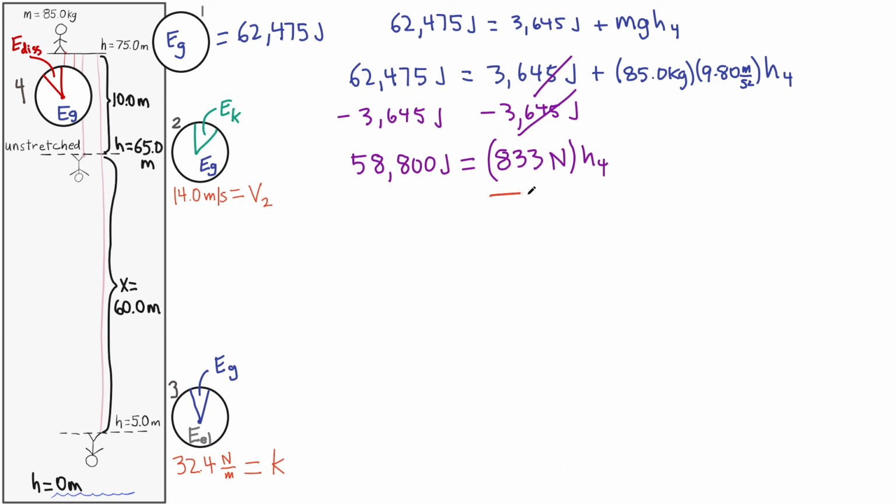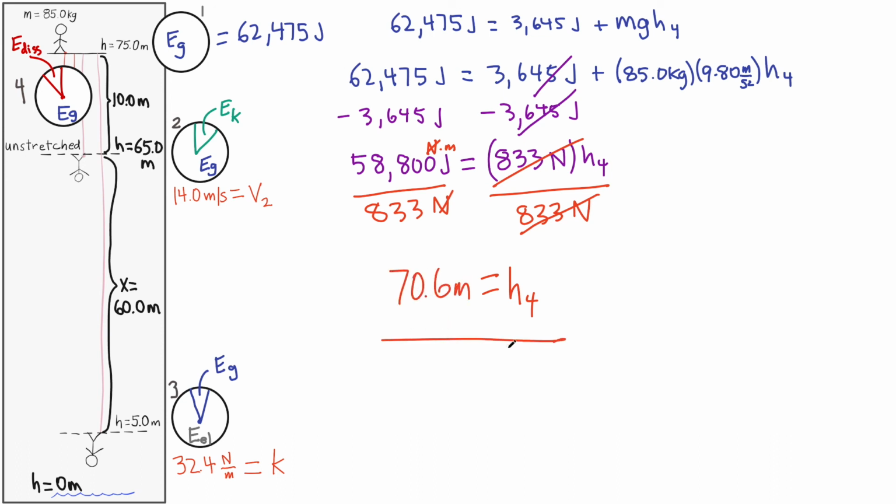My last step, I'm going to divide by 833 newtons on both sides. Remember that a joule is defined as a Newton meter. So when I divide this number out, newtons will cancel, and I will end up with a height in meters, just as I expected. When I divide 58,800 Newton meters by 833 newtons, height 4 equals 70.6 meters. And that's our final answer in the problem. It's probably a good thing that there was some energy dissipated. Otherwise, the bungee jumper could be injured when she bounces back to the original height.